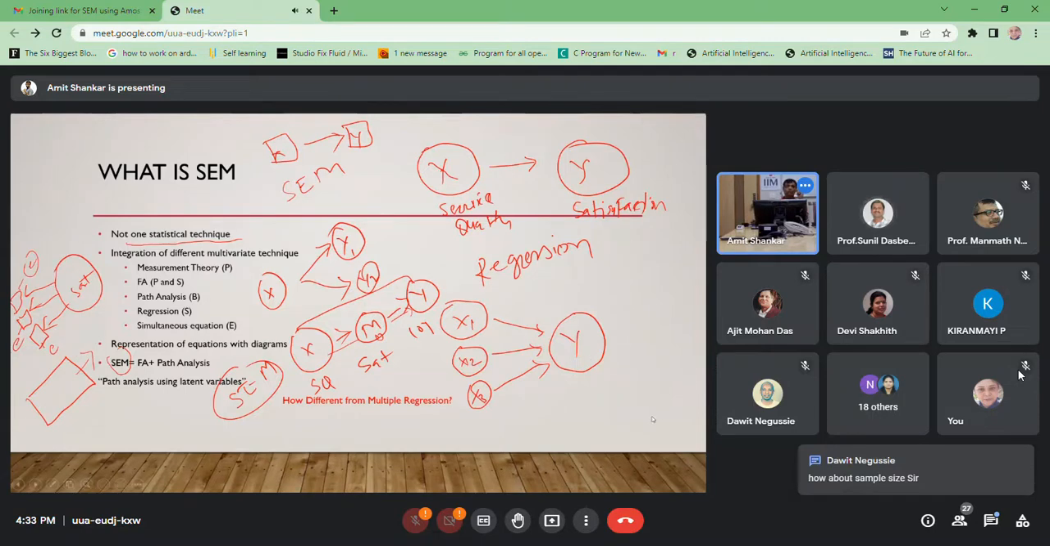Then sample size, we will discuss in detail. What sample size is required, we will discuss in detail in subsequent slides. Done. So now we'll go to the next part.